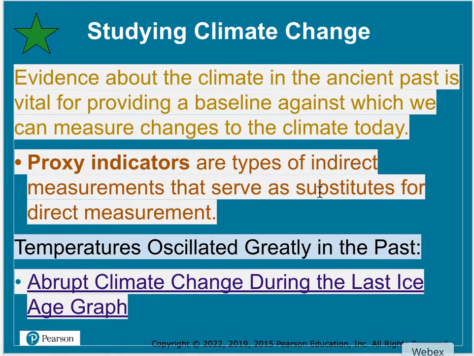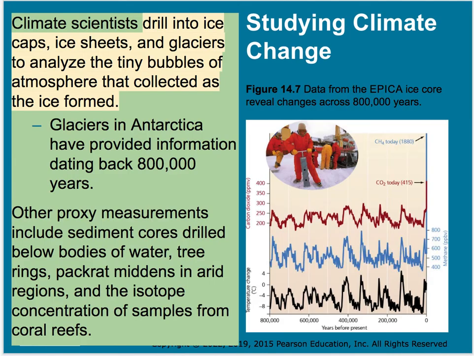There's actually a really cool study about this called Abrupt Climate Change During the Last Ice Age. It's a study from Nature Education from the Knowledge Report. I recommend you look at it because it explains that not all variations in climate take thousands of years, that sometimes it has happened very abruptly and very quickly.